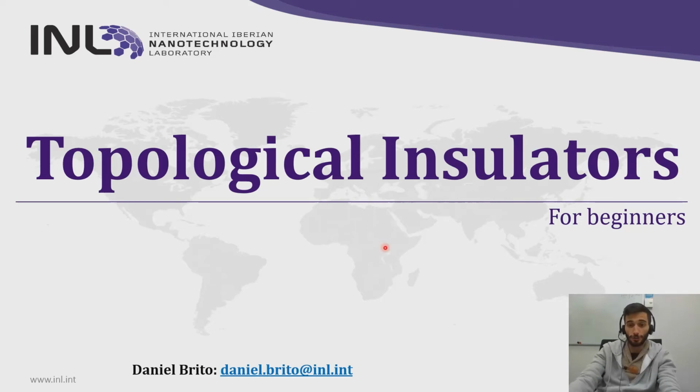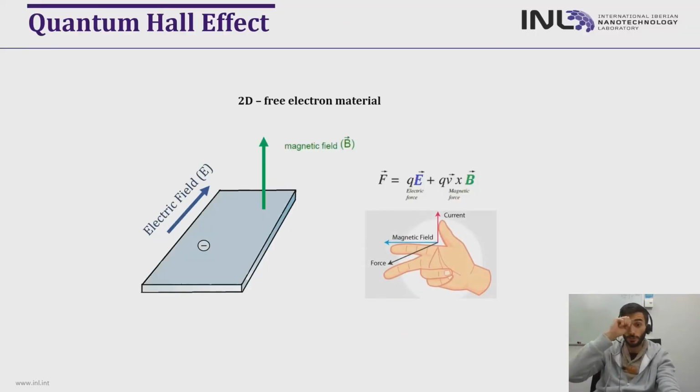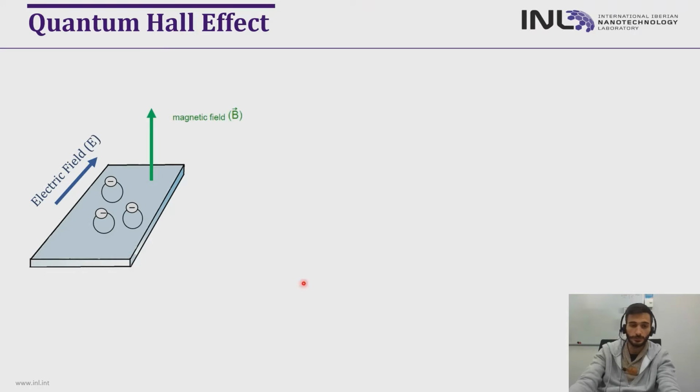What are topological insulators? Let's start with the quantum Hall effect. So when we have a 2D free electron material and we apply a strong magnetic field and an electric field, due to the Lorentz force, our electrons are going to have this circular behavior. So in the bulk, our electrons are going to be localized, meaning that we have an insulating material.